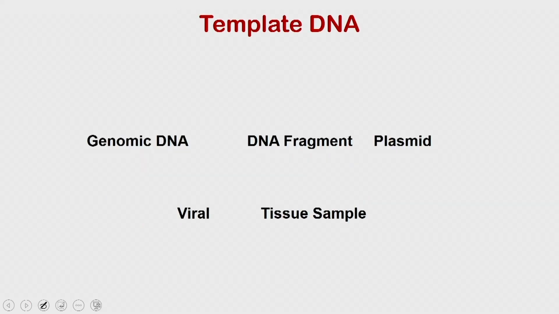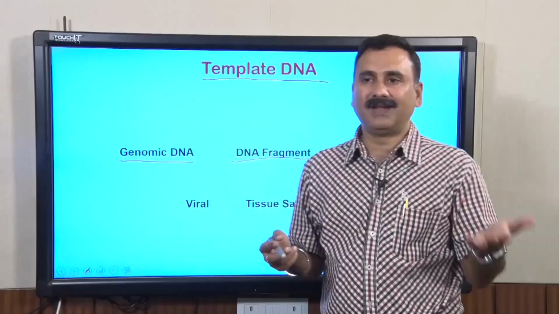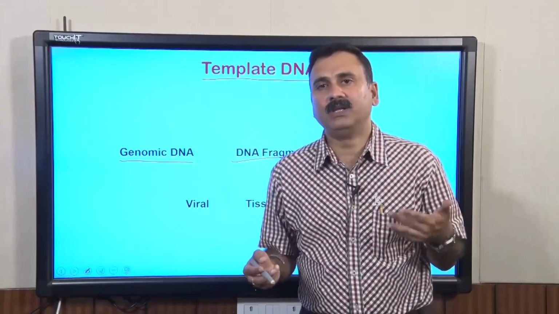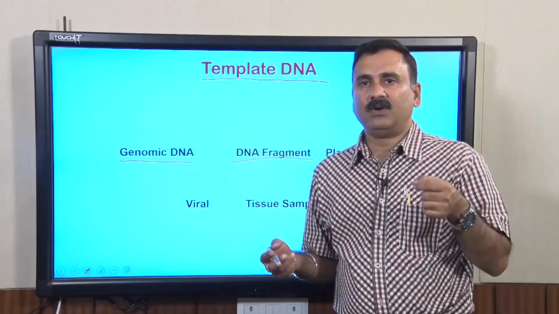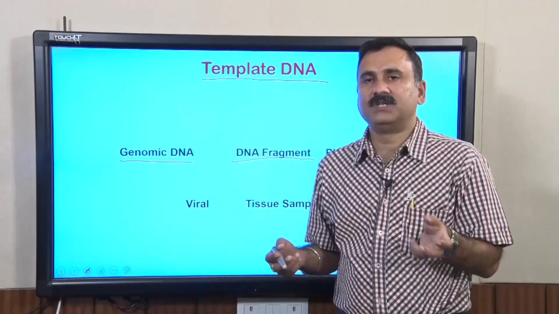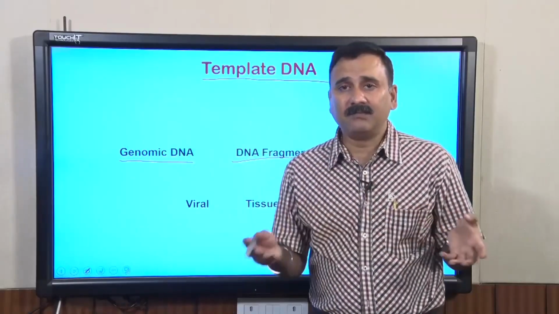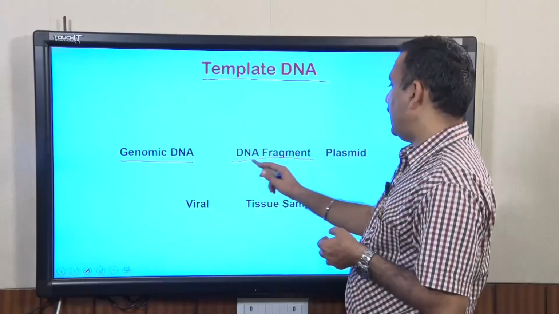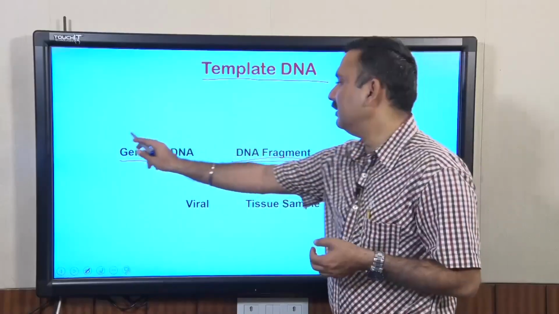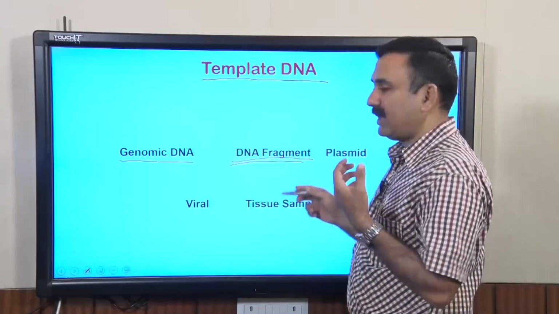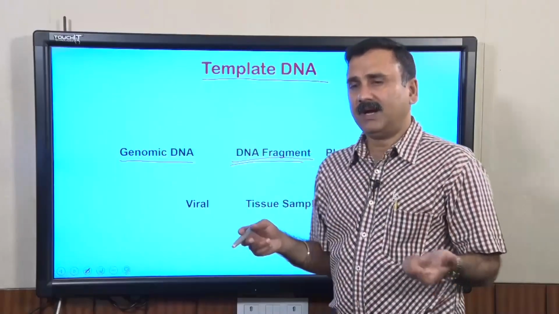So, what you have is the template DNA. Template DNA could be the genomic DNA, could be the DNA fragments. Suppose you were isolating a particular fragment from a particular site. For example, if you are doing some kind of investigation and you got some DNA samples, in those cases you may have the fragments instead of the complete genomic DNA. So, those can also be used for PCR.